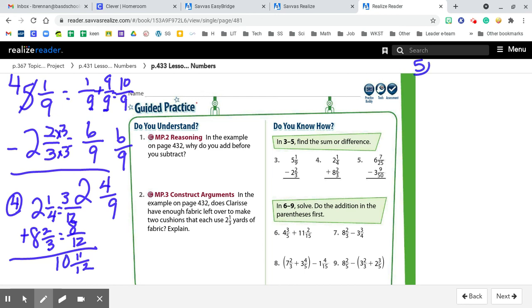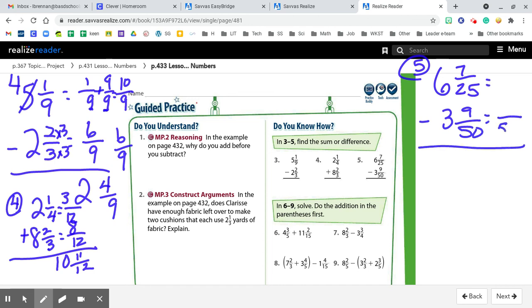For number 5, 6 and 7/25, minus 3 and 9/50. I know that 50 is a multiple of 25, so I'm going to leave that fraction alone and just turn that into 14/50. And I know 25 times 2 is 50, so 7 times 2 is 14. So that's my renamed fraction. Thankfully, I can subtract on this one. 14 minus 9 is 5/50.